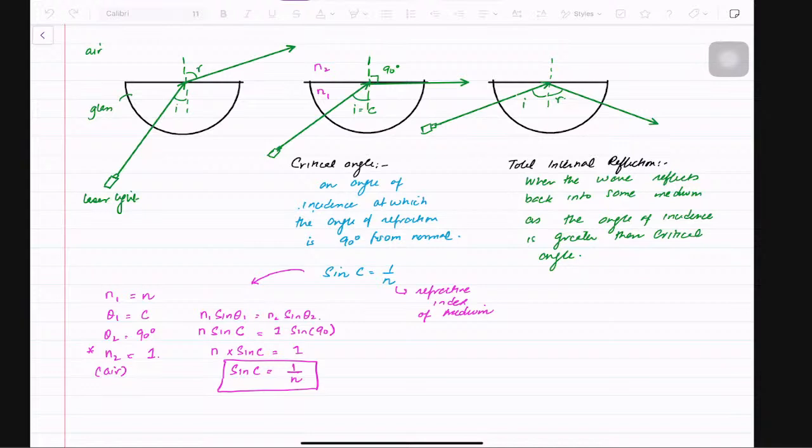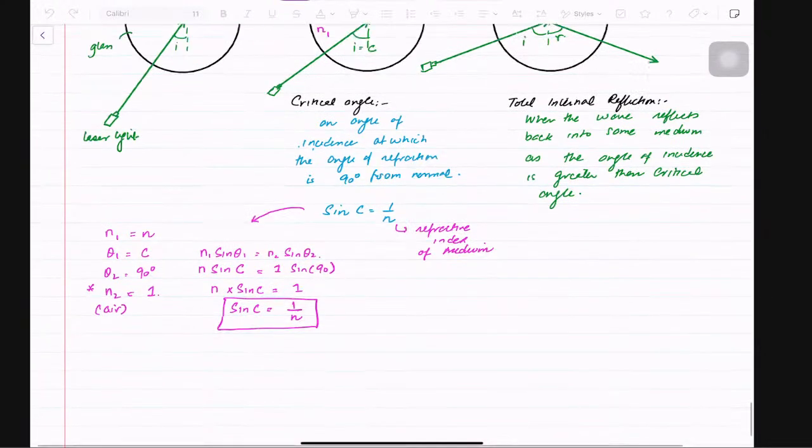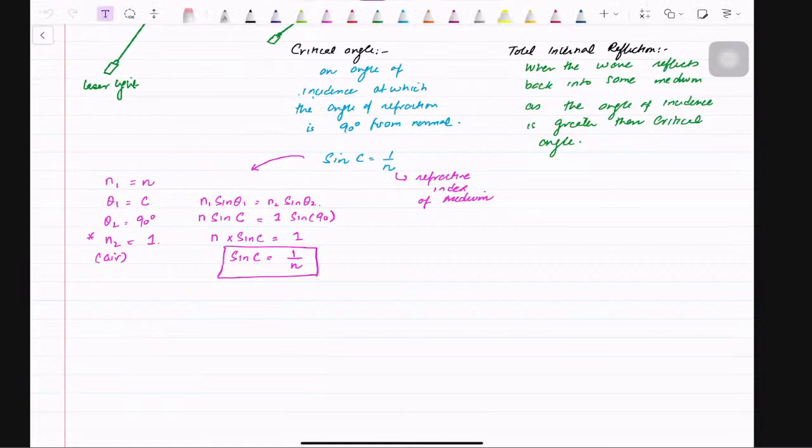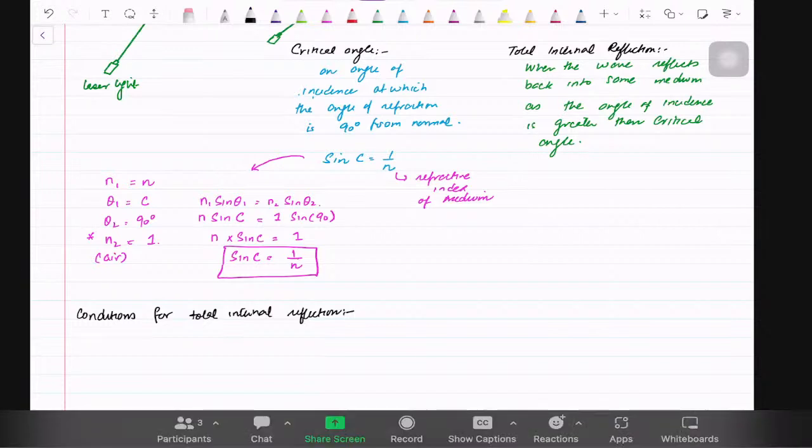Now, what we should remember is that total internal reflection has two basic necessary conditions. Conditions for total internal reflection.